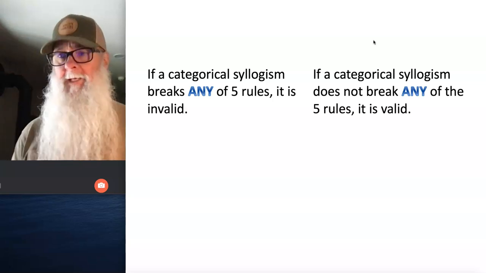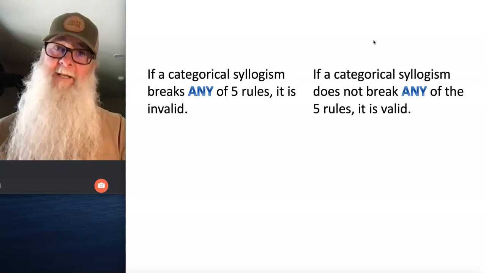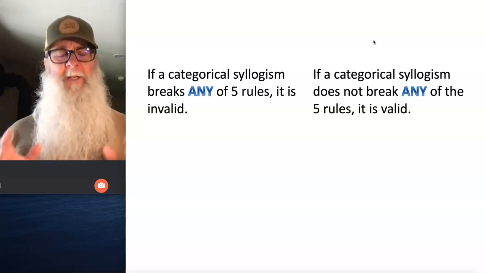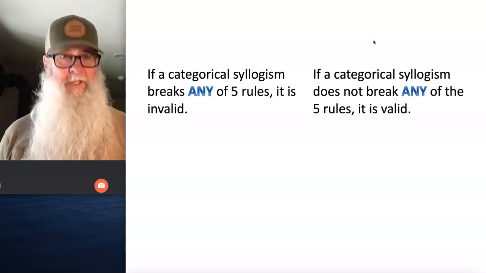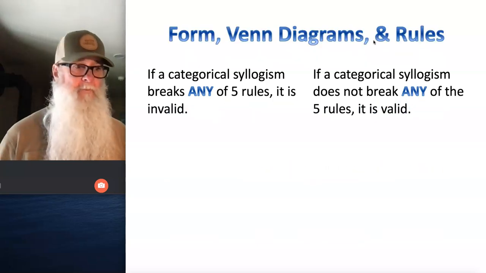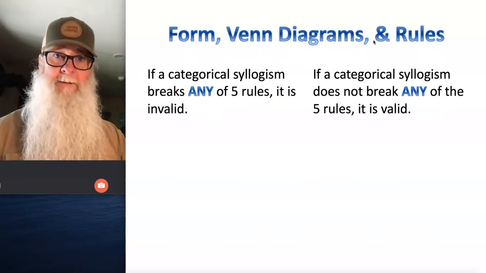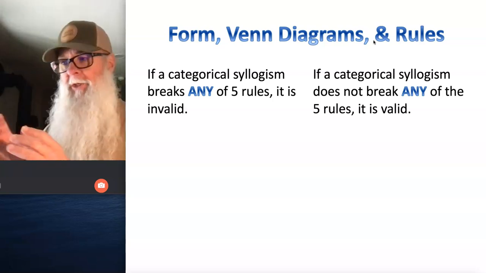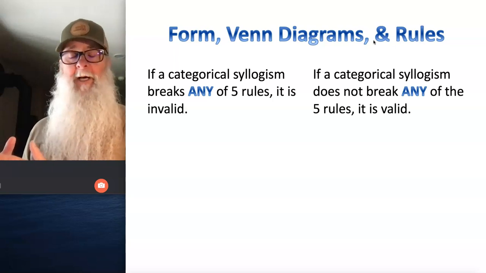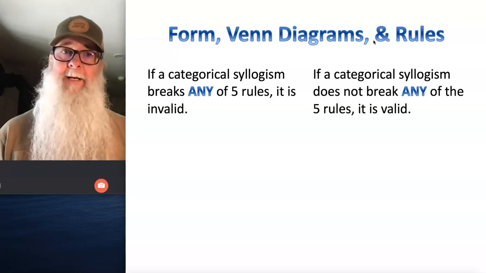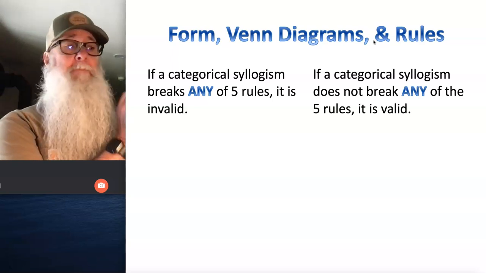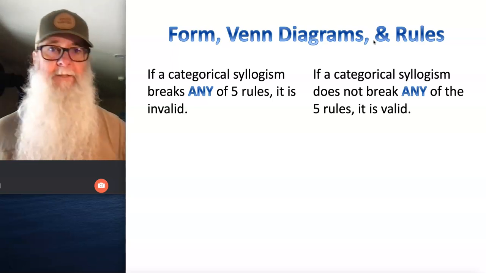And the good news for us is these rules are way simpler than the rules of conversion, obversion, contraposition, and subcontrary. These rules are going to be really easy for us to grasp. And once we have them, we can now add to our toolbox an additional way to check our work, so that we can look at an argument's form and determine whether or not it's valid or invalid, its Venn diagram, and then apply these 5 rules to see if it doesn't break any of them. And that'll tell us this argument is valid.